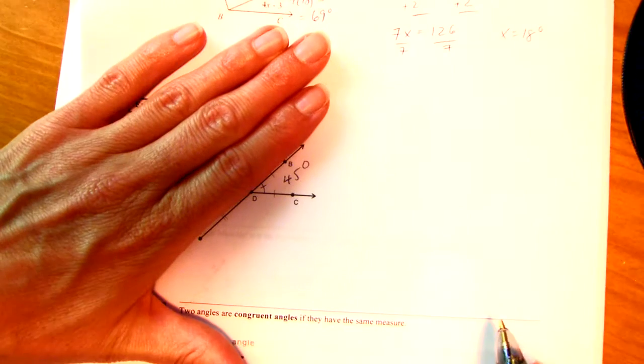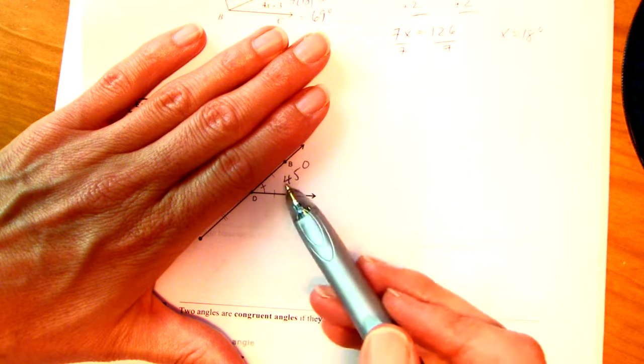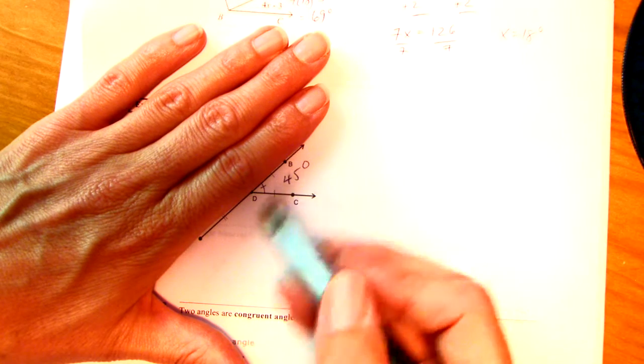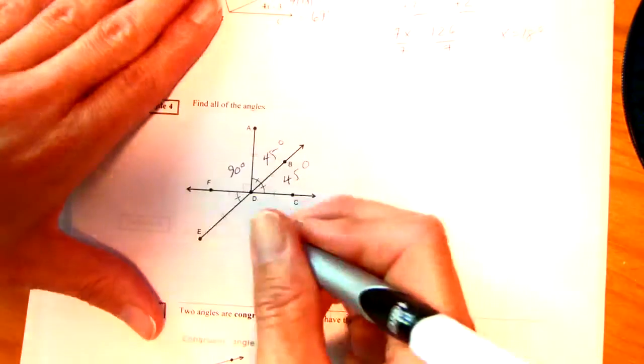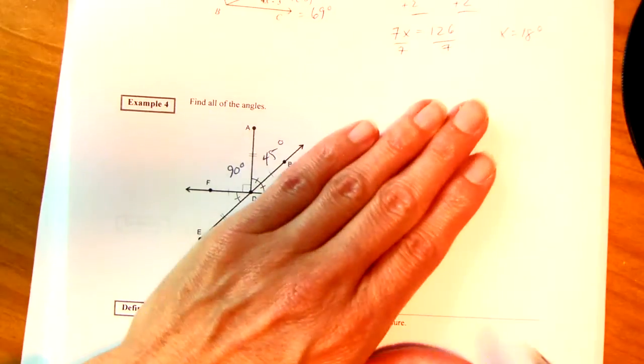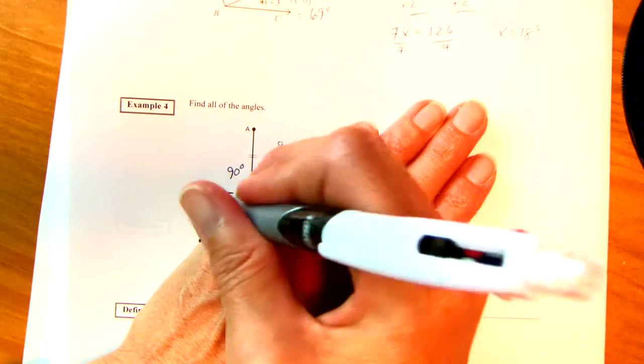Now, we have a straight angle right here. 45 plus what equals 180, because these two make a straight line? So this will have to be 135 degrees. And then look at this. All three of these angles have to add up to equal 180. So this is also going to be 45.